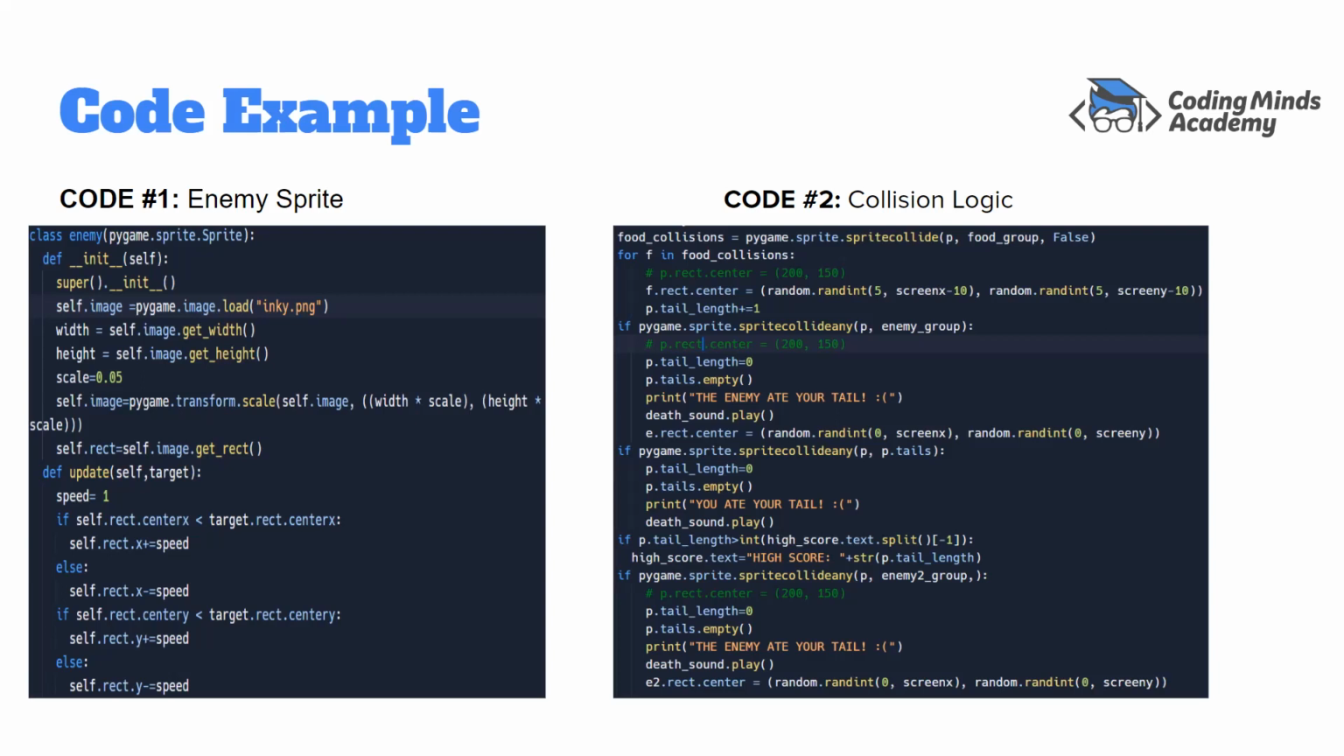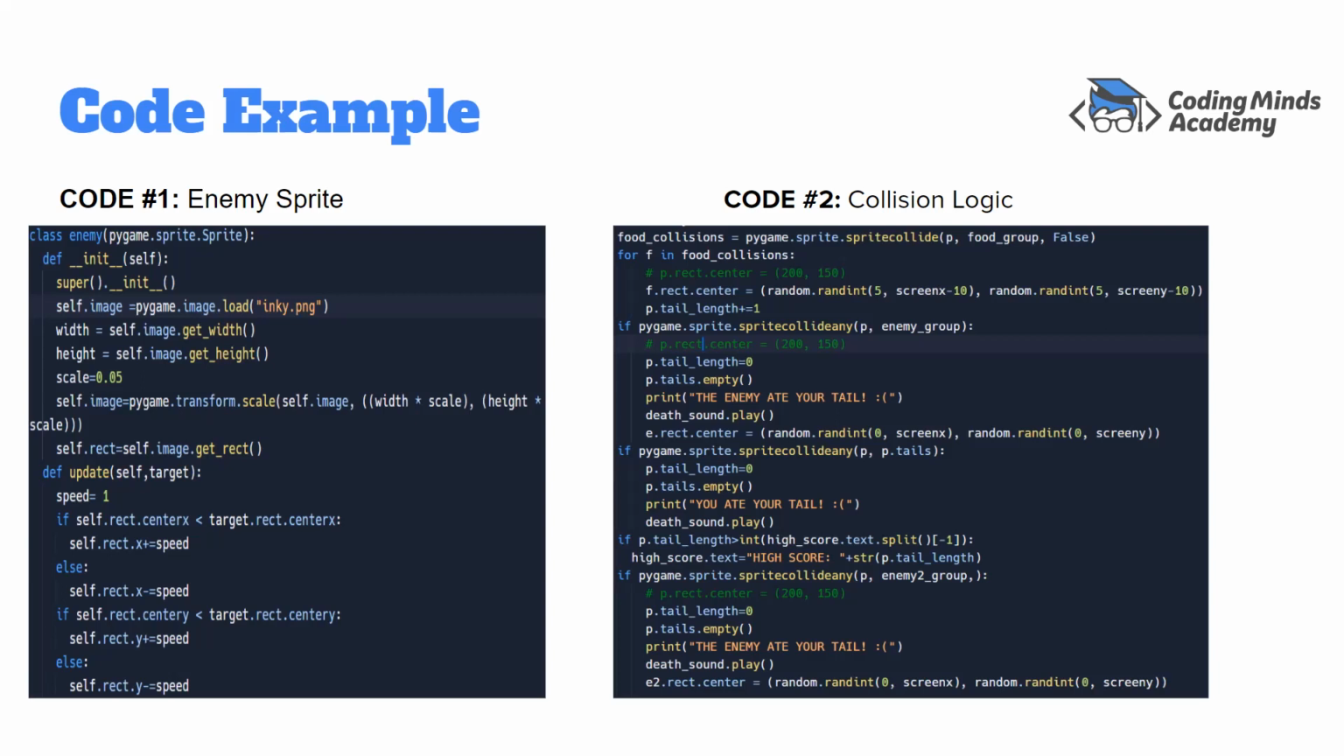And the enemy's position becomes random. If the player touches the player's tail, the player's tail length becomes 0, and the code says you ate your tail in the output. That sound plays. If the player's tail length is greater than the high score, the high score becomes the player's tail length.